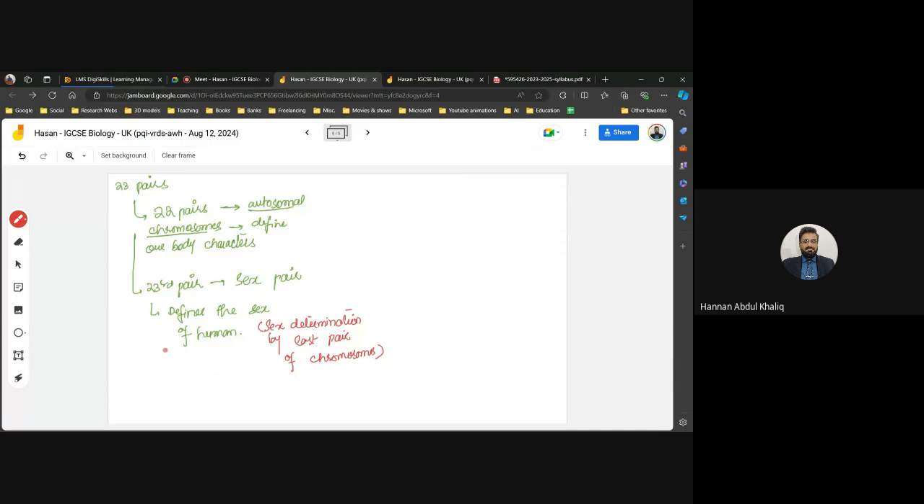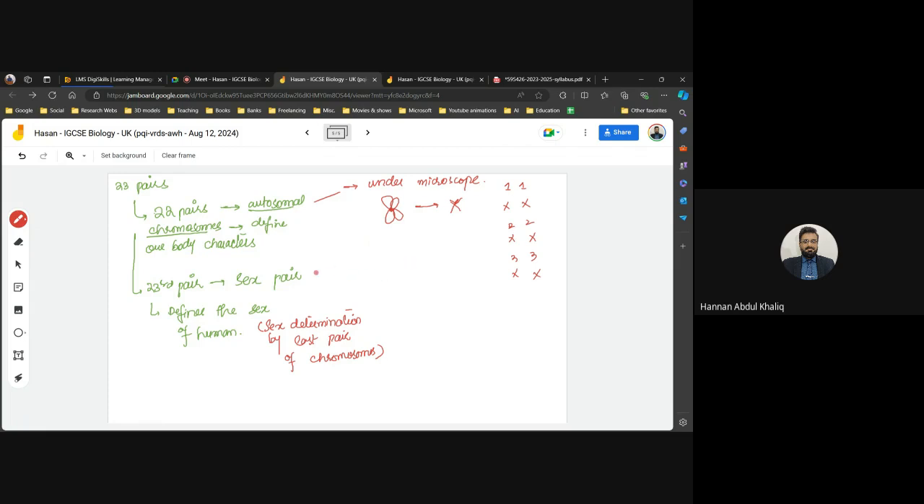Why? Now you have to be very careful. All autosomals look like this under the microscope. We resemble them with the letter X. So if there is chromosome number 1 and 1, we call them XX. 2 and 2, we call them XX. 3 and 3, we call them XX.